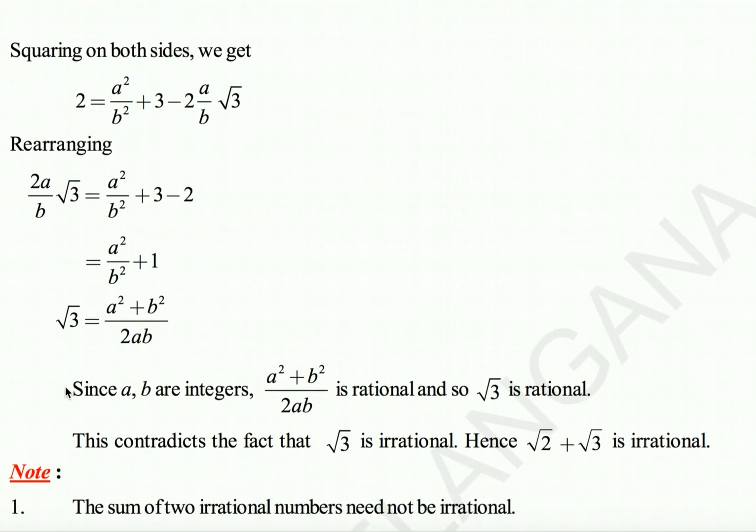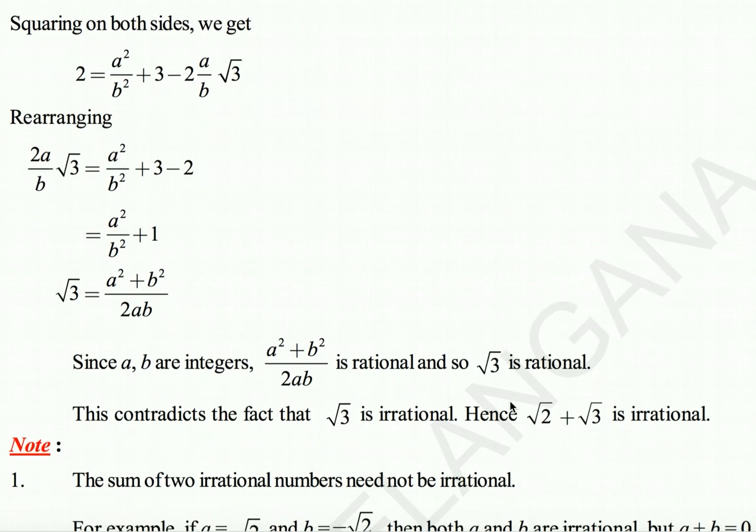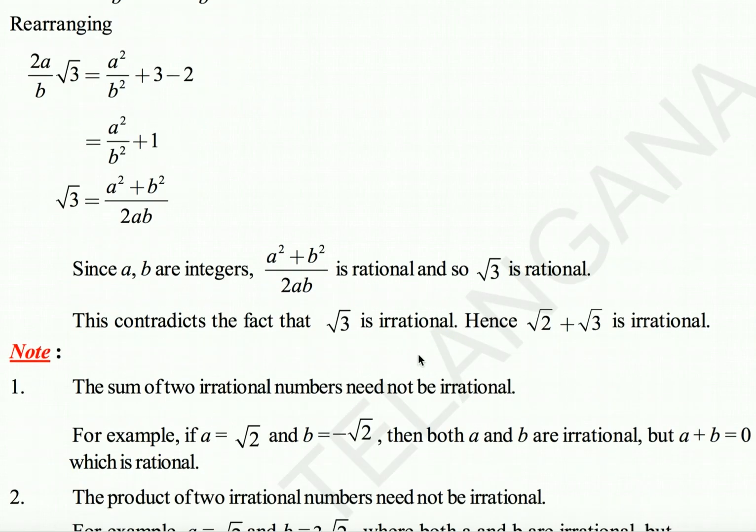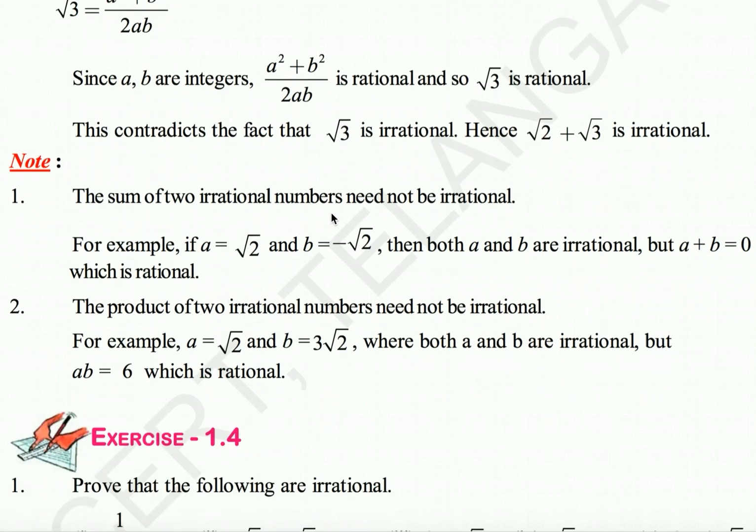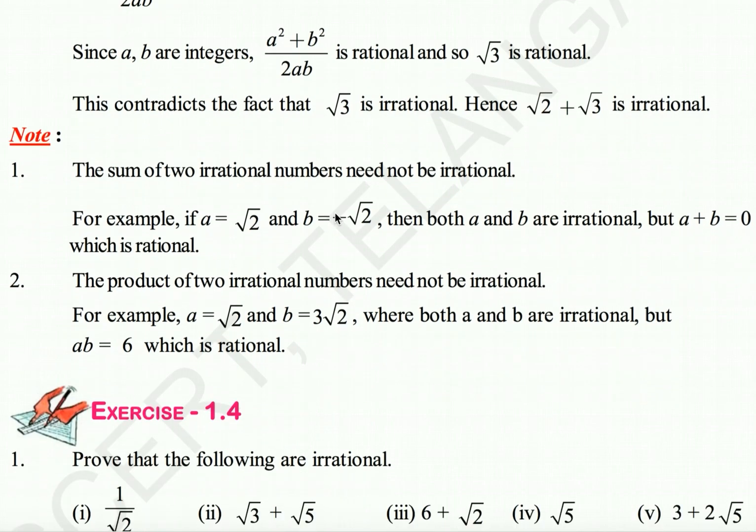Right. Since a and b are integers, a square plus b square by 2ab is rational. So root 3 is rational. This contradicts the fact that root 3 is irrational. Hence, root 2 plus root 3 is irrational. So note, the sum of two irrational numbers need not be irrational, because if a equals root 2 and b equals minus root 2, then the sum is 0. 0 is rational. Okay, the product of two irrational numbers need not be irrational. Let's say a equals root 2, b equals 3 root 2. Their product is what? 6.